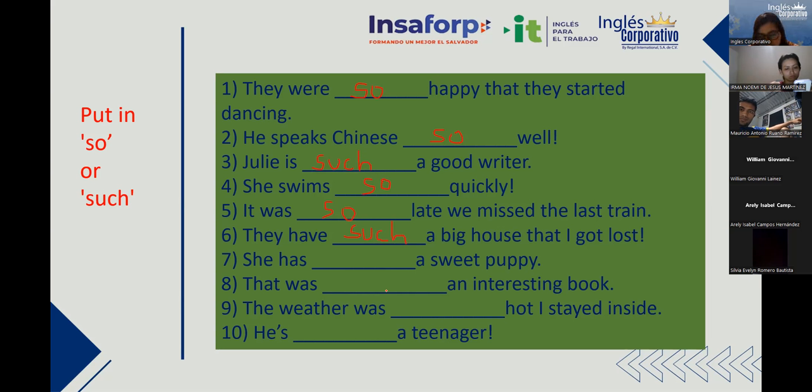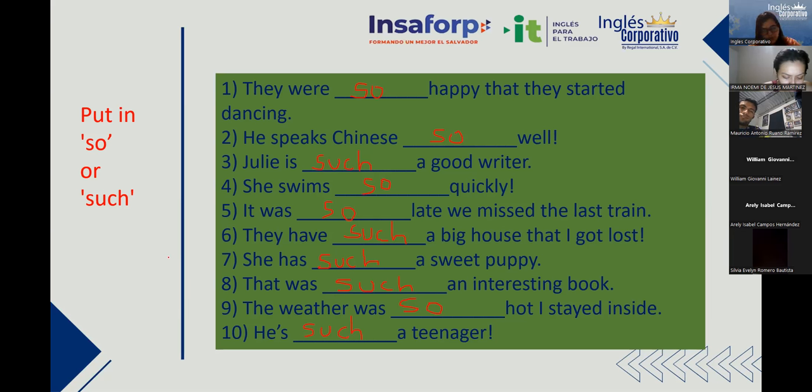Okay. She has such a sweet puppy. Such an interesting book. The weather was so hot. He's such a teenager.